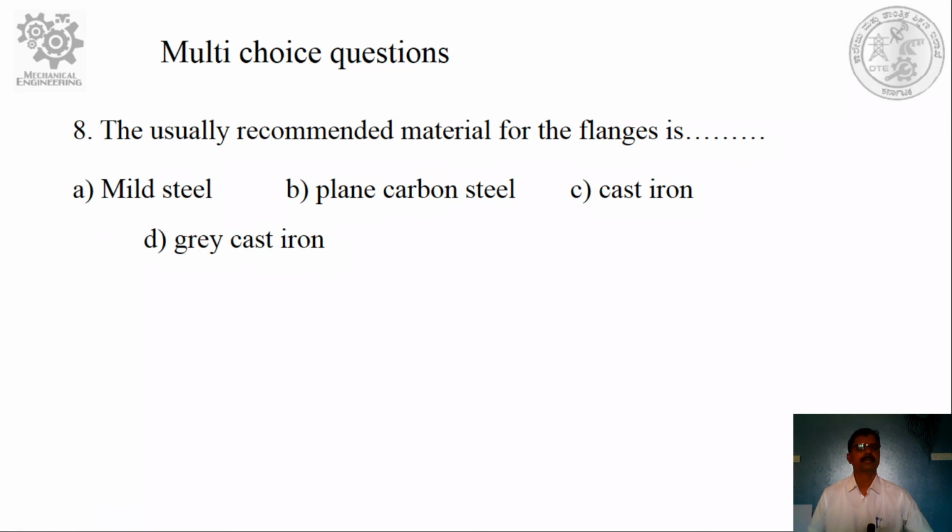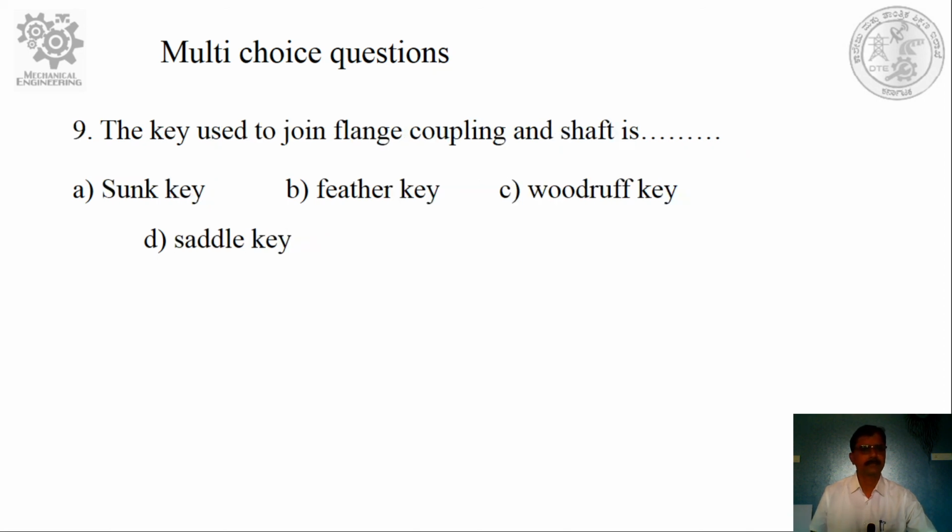Next question. The usually recommended material for the flange, as already told, is grey cast iron. You are given the choice of mild steel, plain carbon steel, cast iron. The answer is grey cast iron.